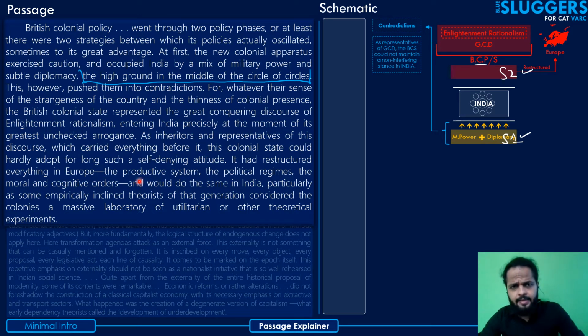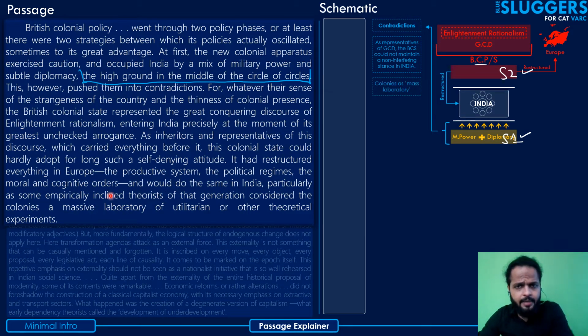He gives a list: the productive system, the political regimes, the moral and cognitive orders, and everything, right? And would do the same in India. That means it will not be able to sustain the self-denying, cautious attitude after having conquered India, and then will bring about changes on similar lines as it had done in the case of Europe.